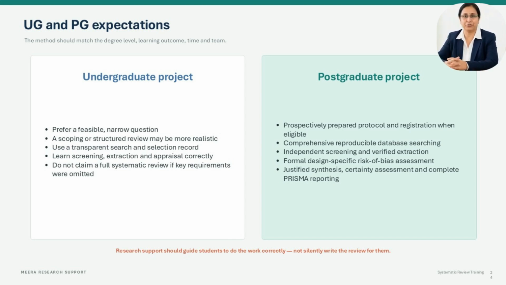Postgraduate systematic reviews should normally have a prospectively prepared protocol, comprehensive and reproducible searching, independent study selection, verified extraction, formal risk of bias assessment, justified synthesis, and full reporting. Research support should teach and audit the method. It should not replace the student's intellectual work or write an unverified manuscript on the student's behalf.